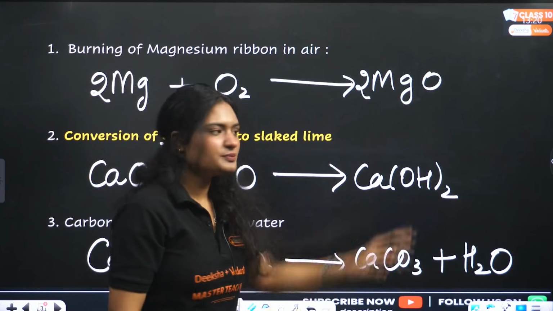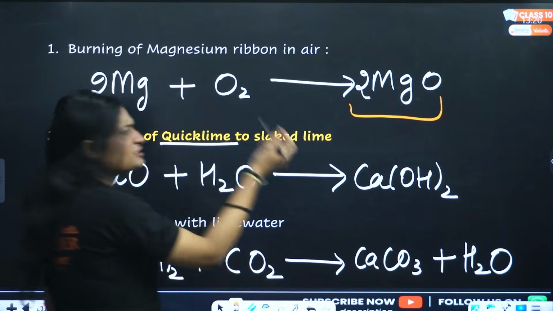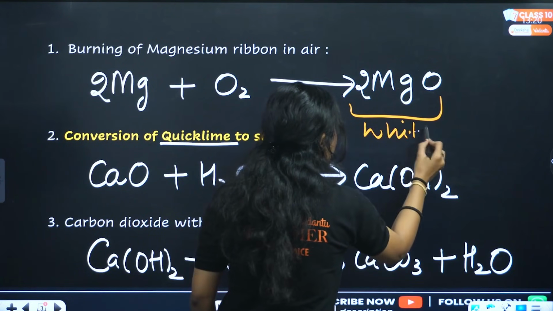When you burn magnesium ribbon, what do you get? We get magnesium oxide, right? What is the color of magnesium oxide? It is white in color.